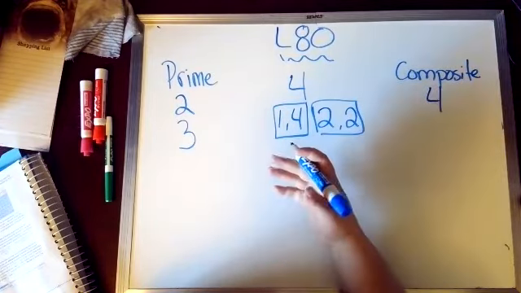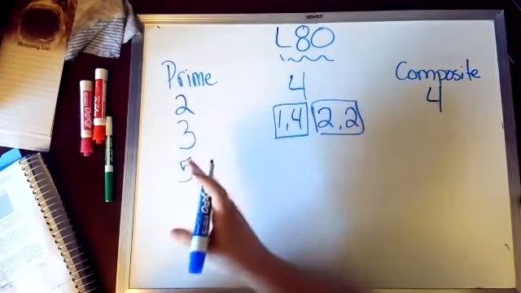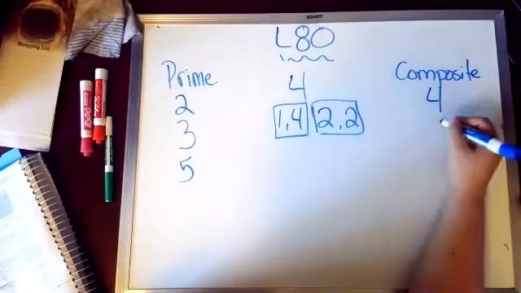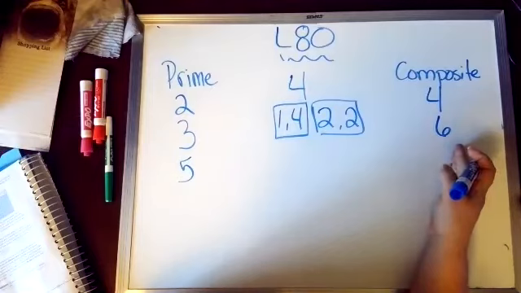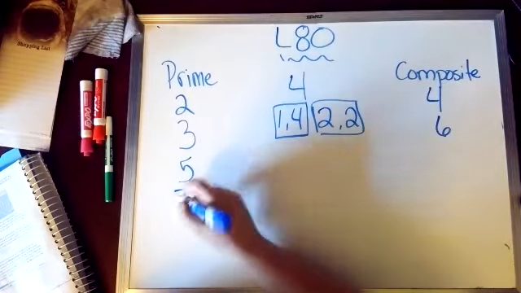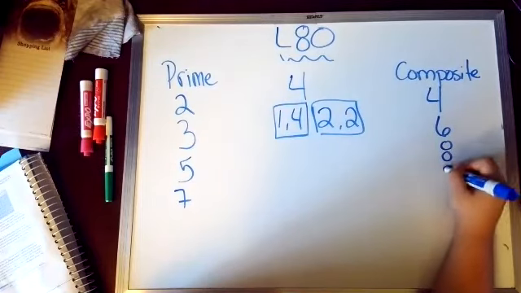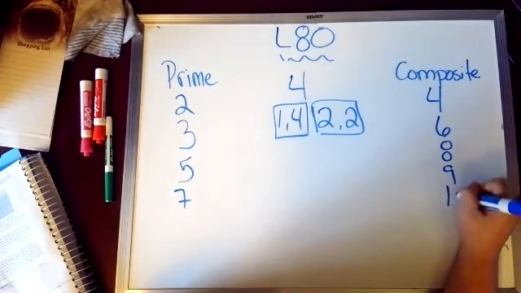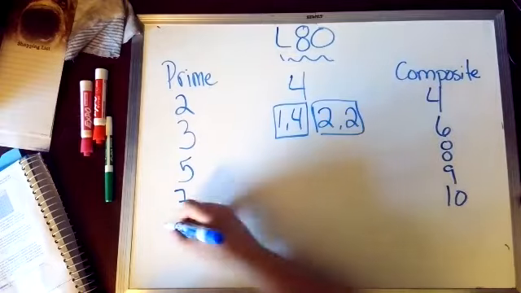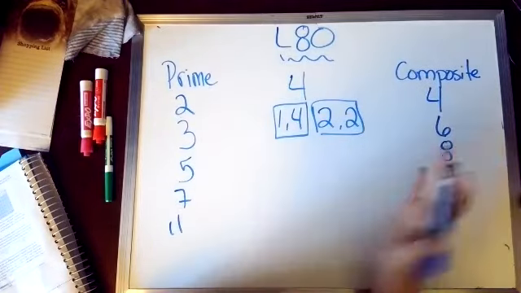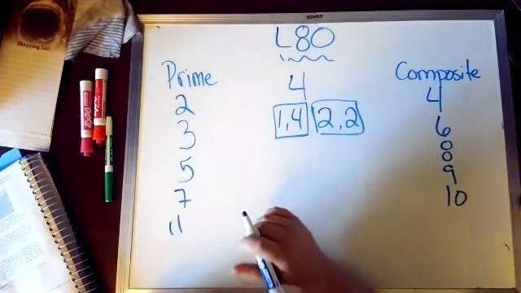Now I can keep going and I can say 5 is a prime because it only has one factor pair. 6 is a composite, it has more than one. 7 is a prime, it has one. 8 is a composite, it has more than one. 9 is a composite, it has more than one. 10 is a composite, it has more than one. 11 is a prime, back and forth, okay?